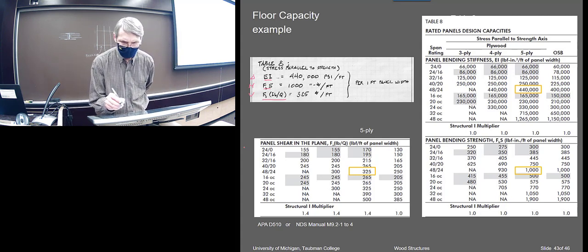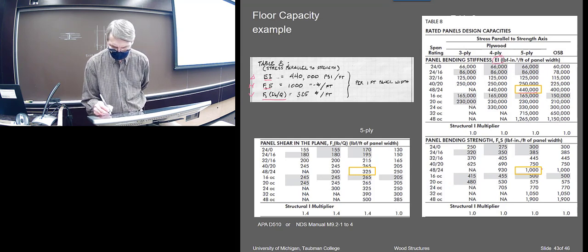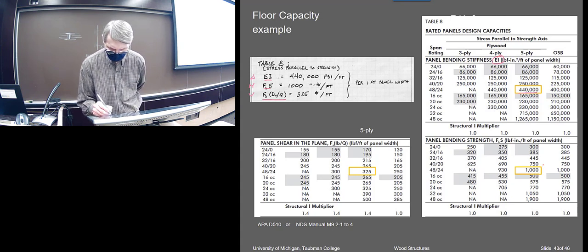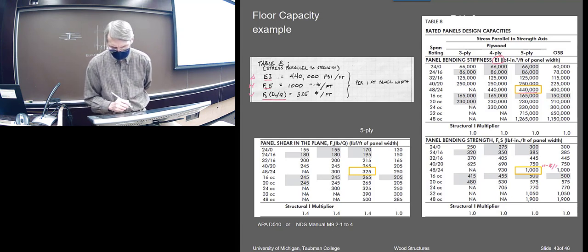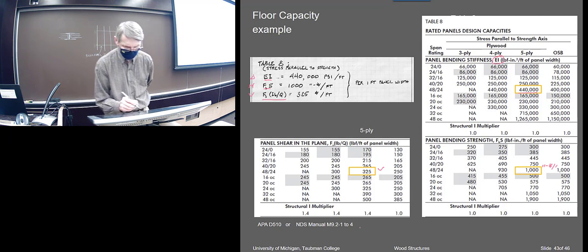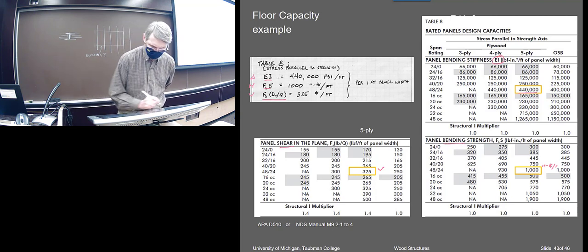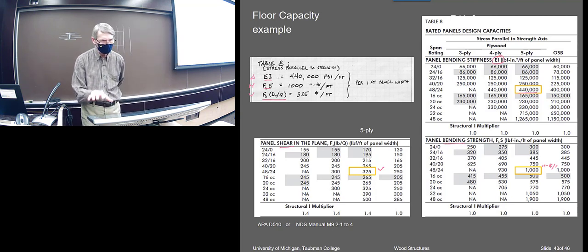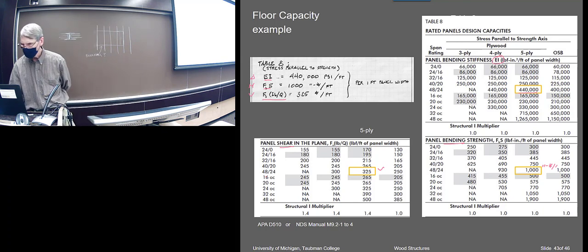That's going to be that one for the EI, this one for the bending moment, in inch pounds per foot, and this one is in pounds per foot. All right, and this is for the shear, so bending and shear. Okay, so we got those three numbers to work with, and we're going to plug those into the equations then.